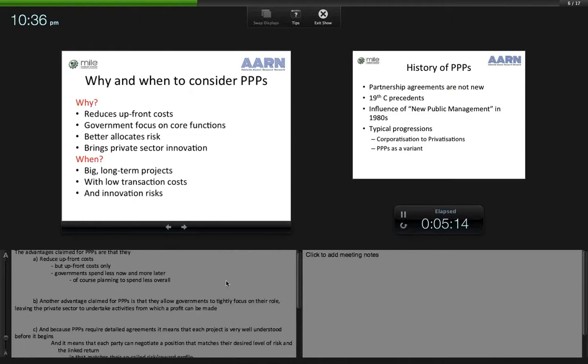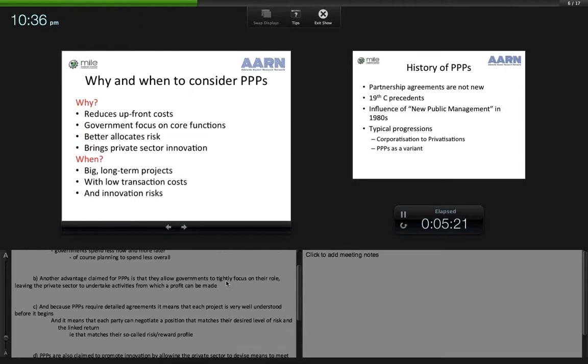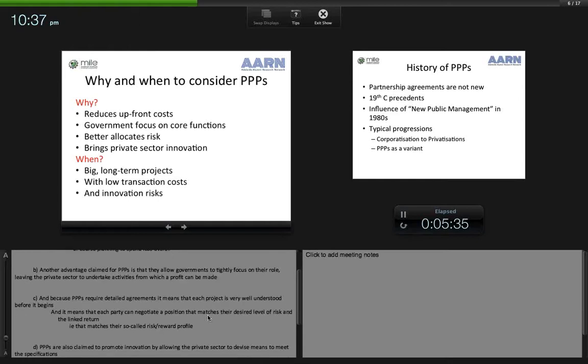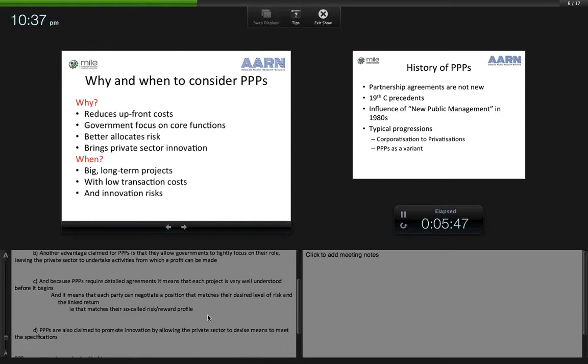Another advantage claimed for PPPs is that they allow government to tightly focus on their role, leaving the private sector to undertake activities from which a profit can be made. And because PPPs require detailed agreements, each project is very well understood before it begins. It also means that each party can negotiate a position that matches their desired level of risk and the linked return. In other words, that matches their so-called risk-reward profile.